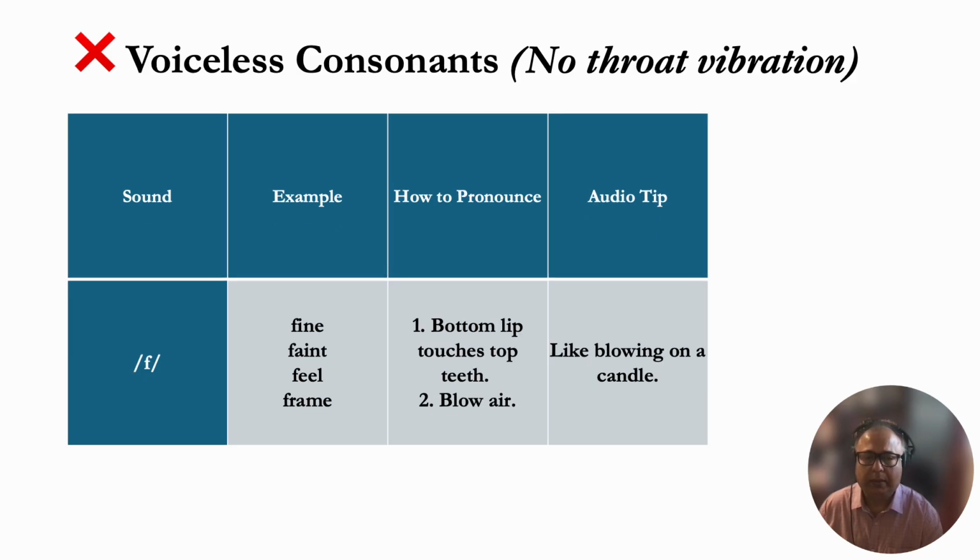Very good. Next sound is f. Now, a voiced counterpart of this voiceless consonant is v. Do you remember pronouncing it? V, video, right? Video. This time, it's a voiceless consonant, but the place of articulation is the same. So the lower lip touches the upper teeth here.